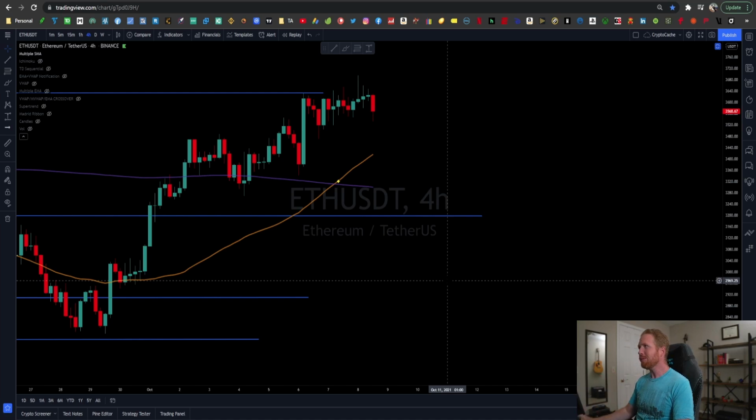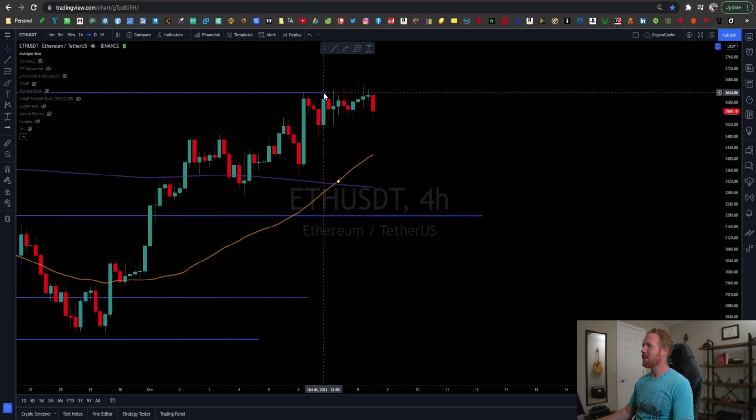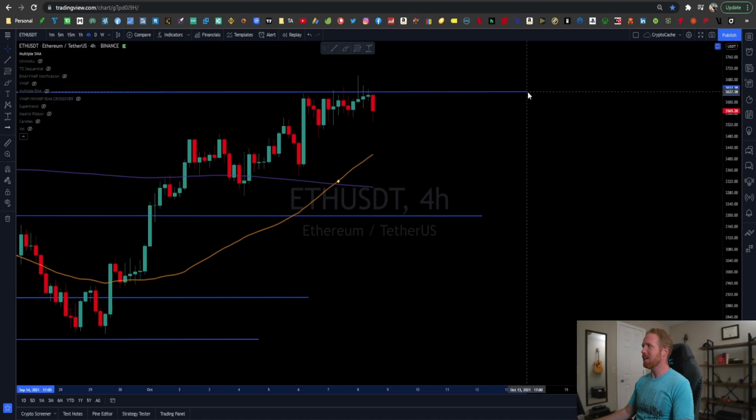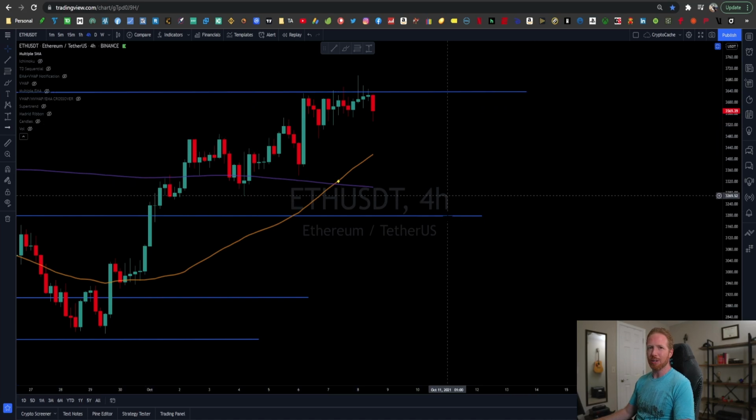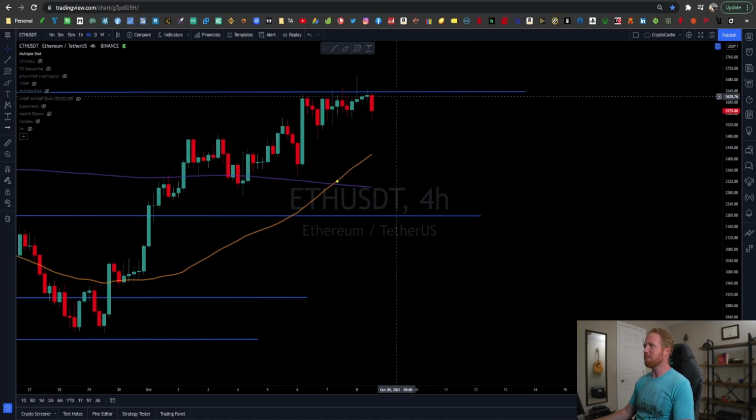Ethereum can't seem to break this resistance here at about 36.35, or you could just say round number 3,600. Pretty close, plus or minus a few dollars.